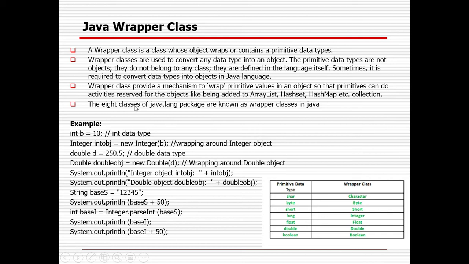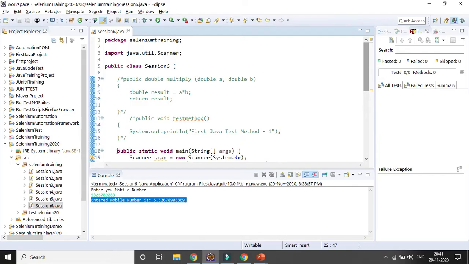There are 8 wrapper classes available in the java.lang package, known as wrapper classes in Java. So this is the data type and this is the corresponding wrapper class. For char it is Character, for int it will be Integer, like that. For float it will be Float. So here, if you write some value and want to convert it into the wrapper class, that is the syntax. Okay, so I will be commenting out this line of code.